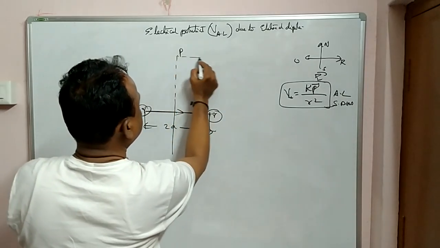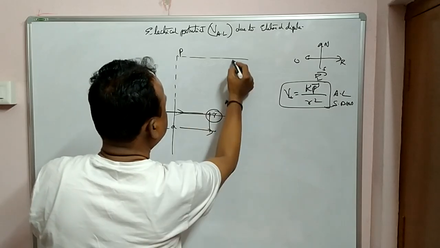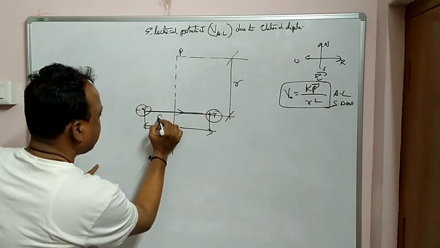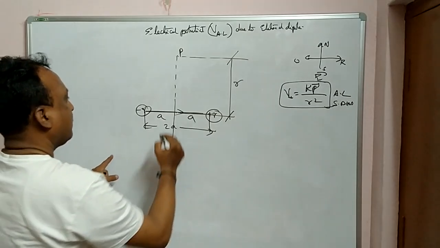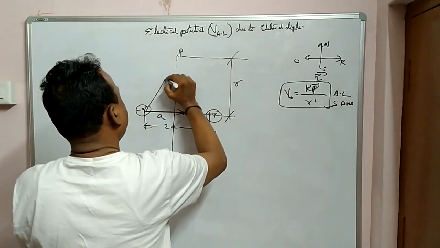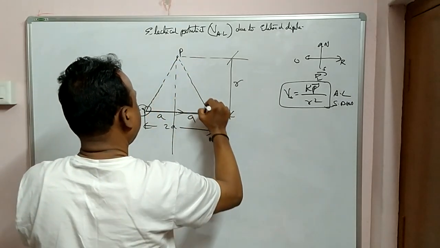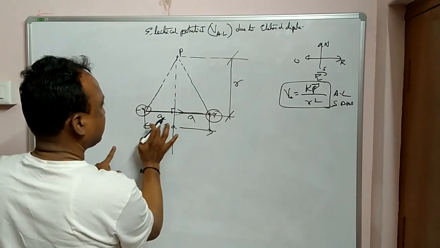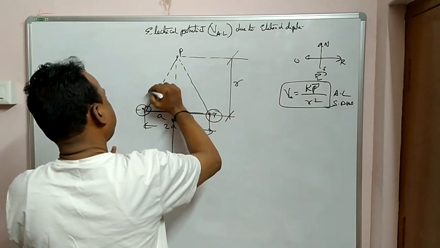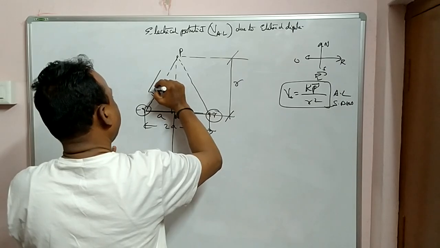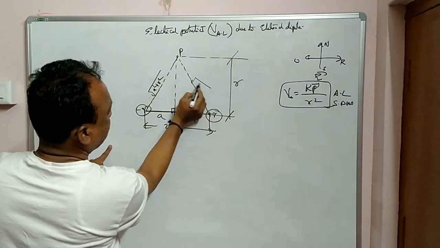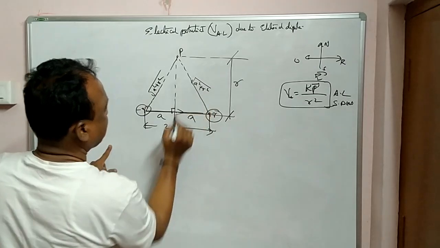So this distance, I will take it as R. Let this distance be R, and this is A and this is A. Now drop some, extend this line. Now according to Pythagoras, this is perpendicular, this is A, this is R. So what about this one? Root over A square plus R square. The same way, this is also root over A square plus R square.